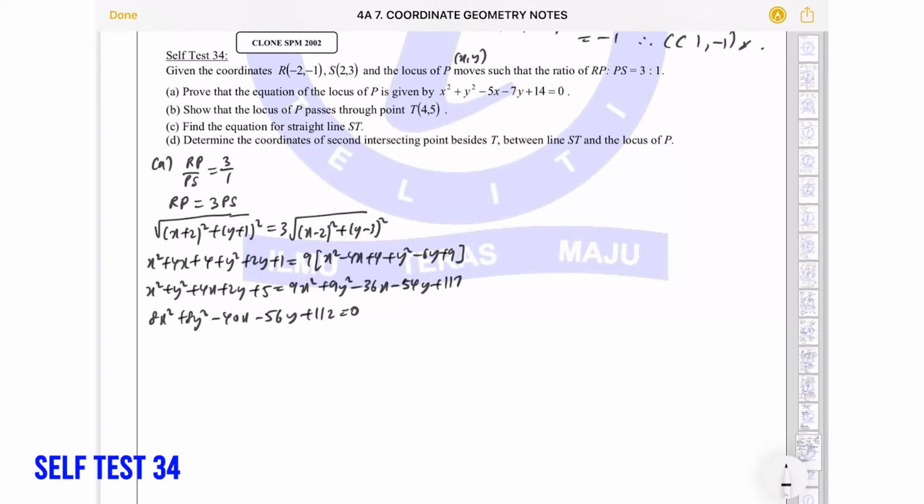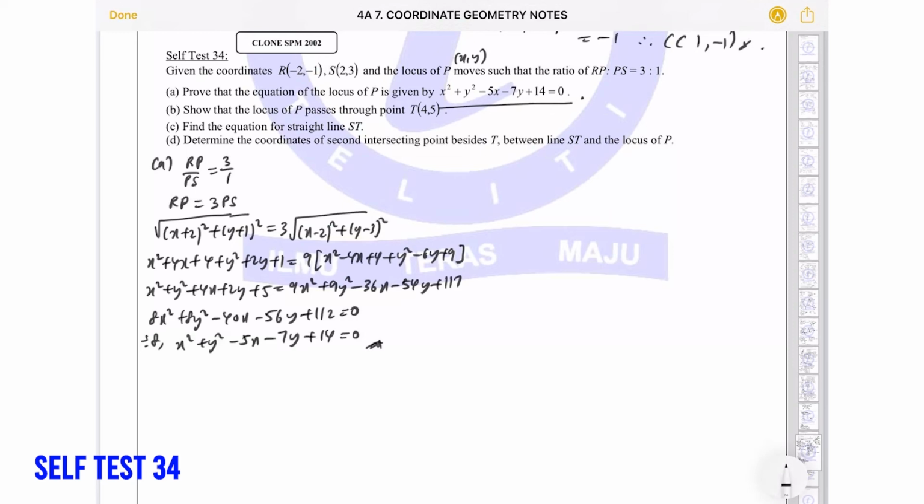Now notice that this equation can be divided by 8. So when I divide by 8, x squared plus y squared minus 5x minus 7y plus 14, since 112 divided by 8 is 14. There you go. This equation is the same as the one given here. All right, the next part.